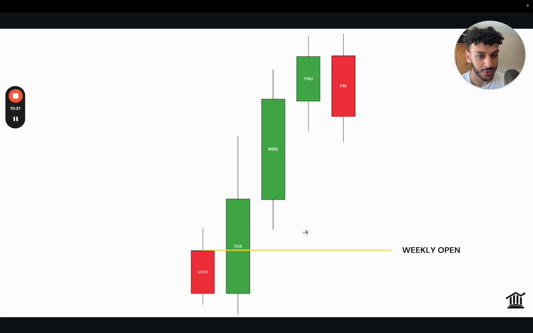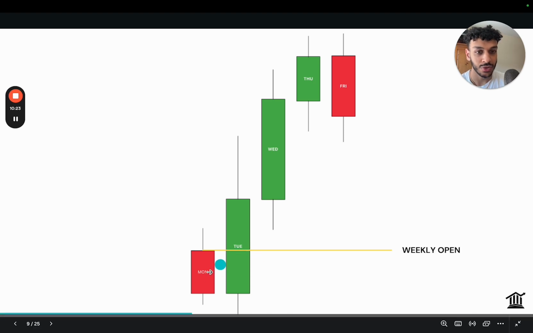I actually missed something out. So the second point I missed was, let's say you didn't want to try and enter beneath the weekly open.